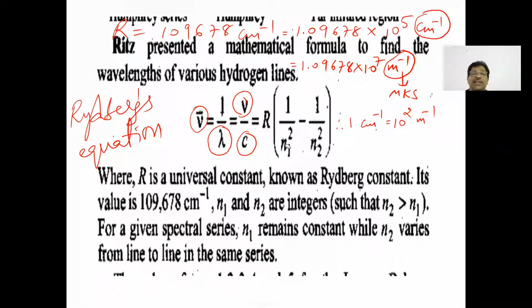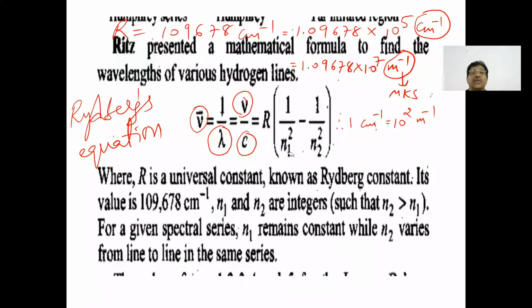And what is N1 here? N1 is the orbit to which the electron is coming. The orbit number to which the electron is jumping is called the N1 value. And what is the N2 value? The orbit from which the electron is coming is N2 here. N1 is the orbit to which the electron is coming.